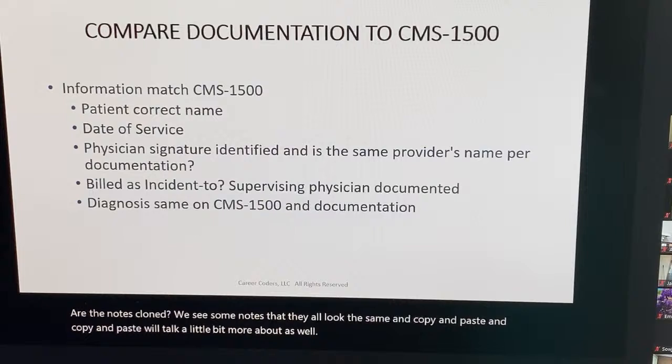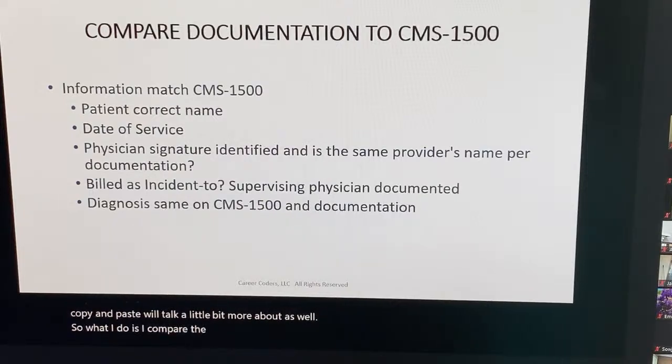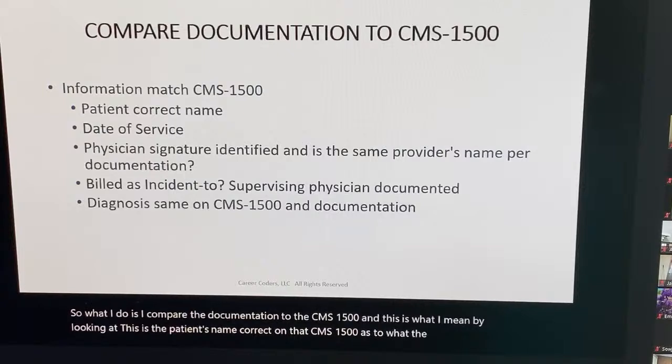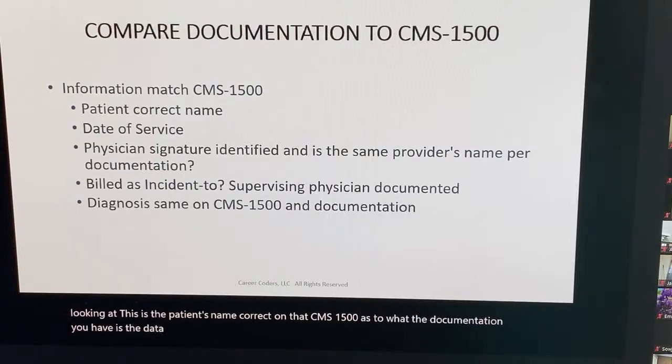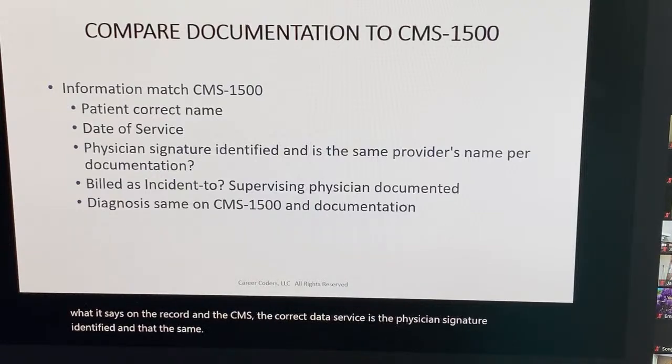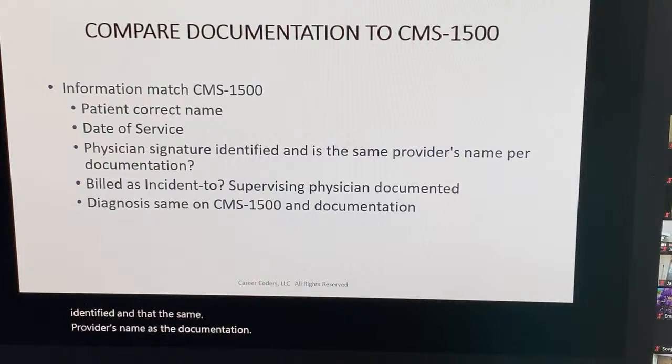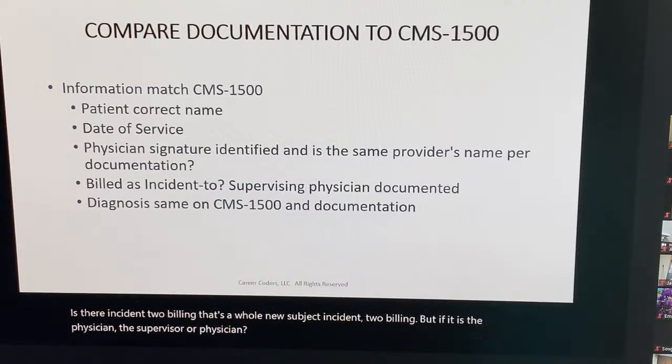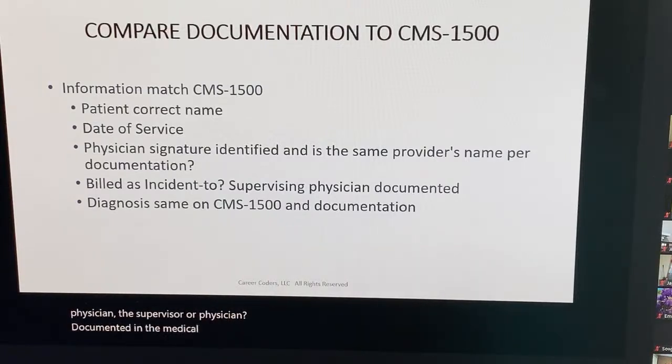So what I do is I compare the documentation to the CMS 1500, and this is what I mean by location. Is the date of service correct? I see errors on that sometimes. So is the date of service what it says on the record and on the CMS the correct date of service? Is the physician's signature identified? Is it the same provider's name as the documentation? Is there incident-to billing? That's a whole new subject, incident-to billing. But if it is, is the supervising physician documented in the medical record as well, and on the CMS 1500?